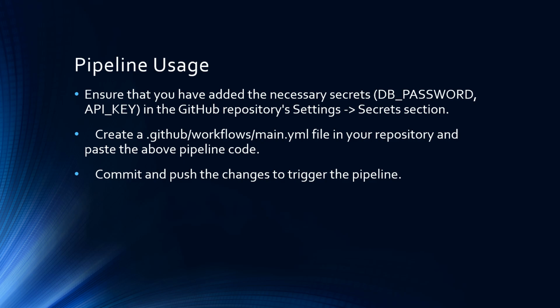The .github/workflows/main.yaml file should be committed to your repository's main branch. However, be careful not to commit any actual secret values. These should only be configured through GitHub's secrets interface.